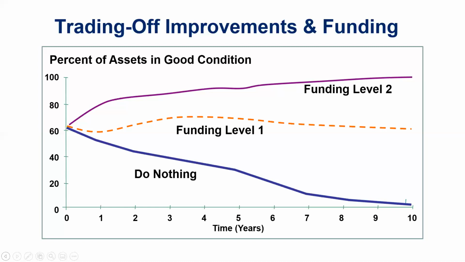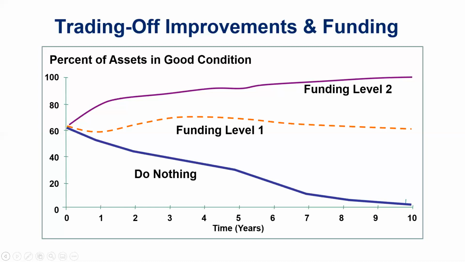Let's take funding level 1, and maybe that's our current funding level. We plug that in, funding level 1, and we can see that based upon the deterioration curve that we've calculated, the current condition of the network, funding level 1 is going to allow us to maintain our current condition of just a little bit above 60.